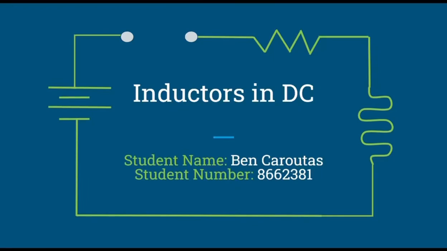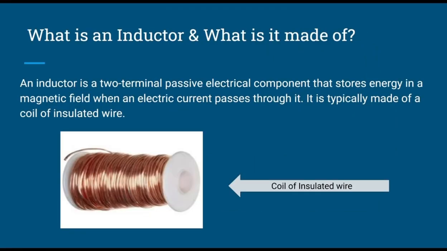Hello, today I will be going through inductors in DC. An inductor is a two-terminal passive electrical component that stores energy in a magnetic field when an electric current passes through it. It is typically made of a coil of insulated wire.